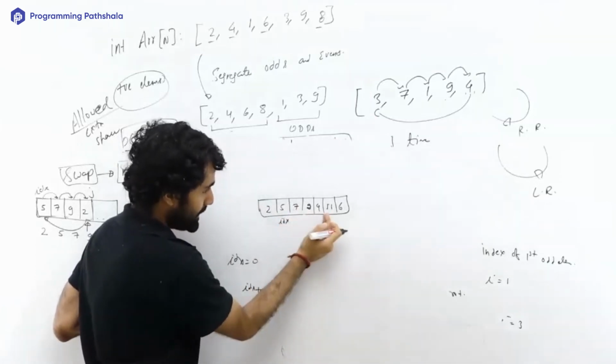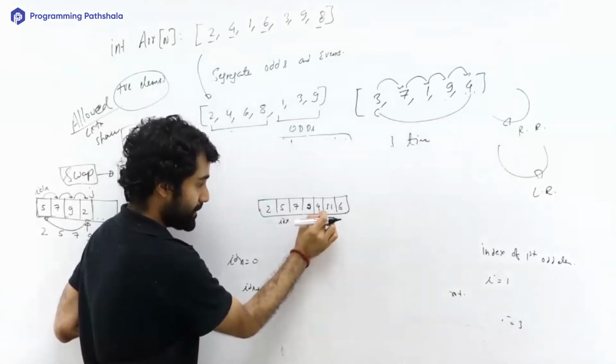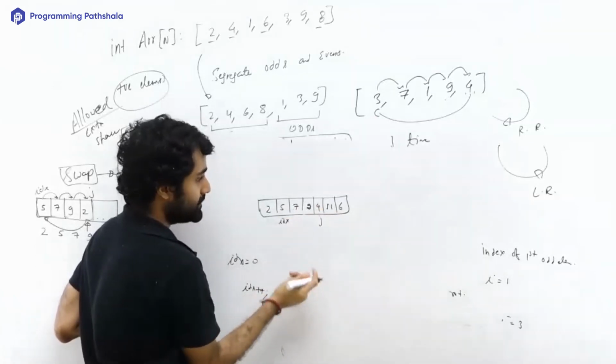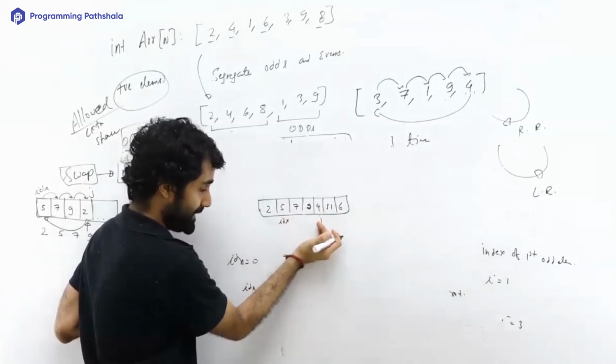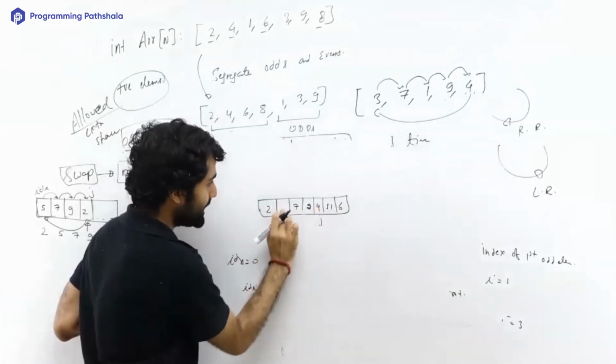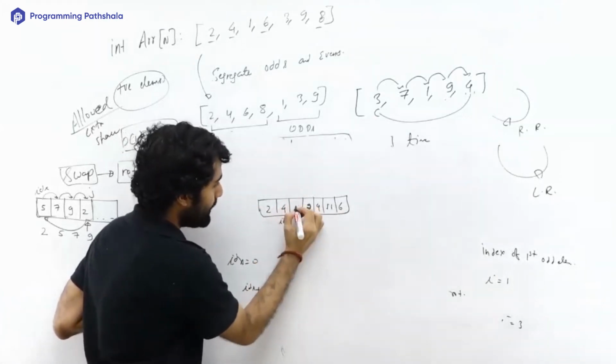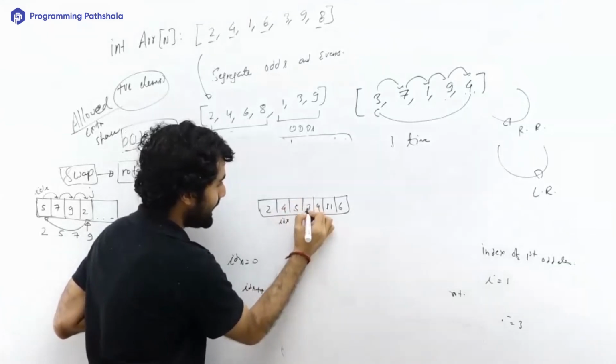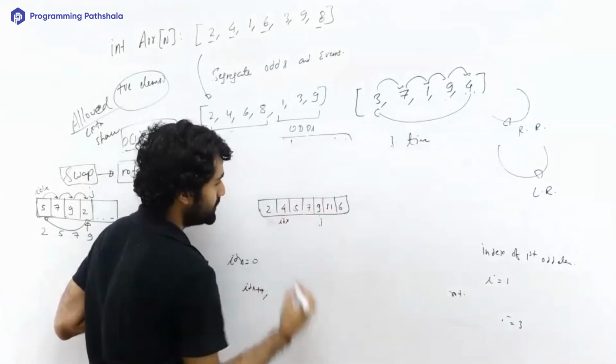Now you will move on to the next element. Again, it is even. So you will rotate the part from here to here. That way 4 will come here and your 5, 7, and 9 go there, right?